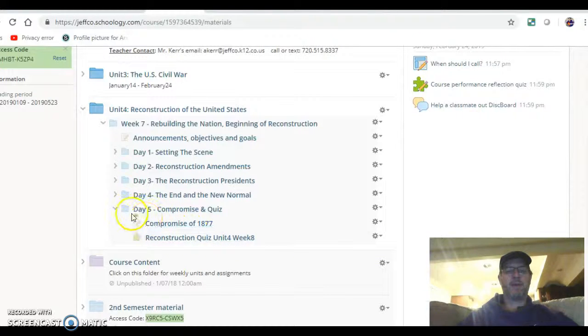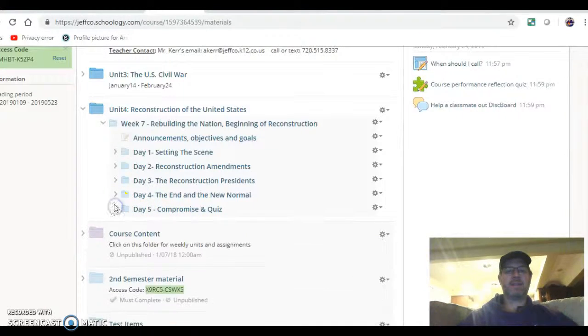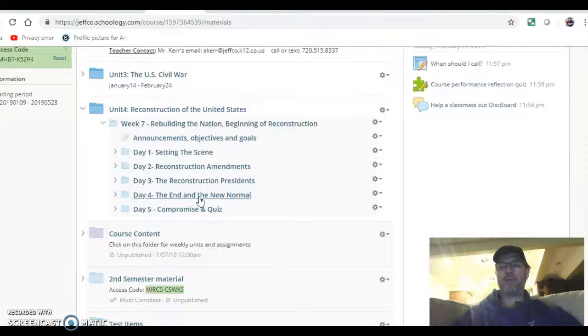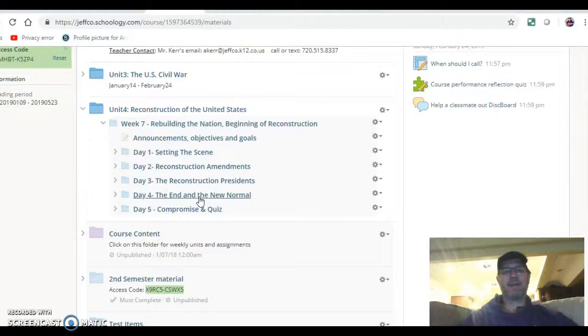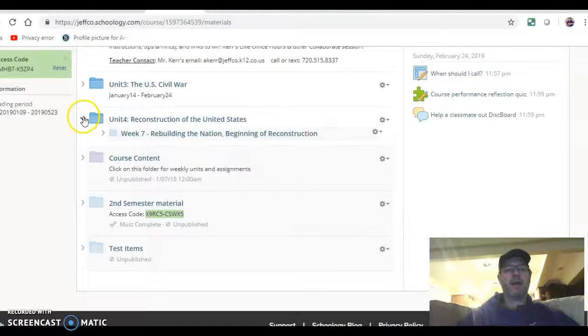We'll talk about the Compromise of 1877 when President Rutherford B. Hayes, who did not win the popular vote, but did become president in kind of a shady backroom deal. One of the problems with the way we elect our presidents is that things like that can happen. So with that, that is the week.